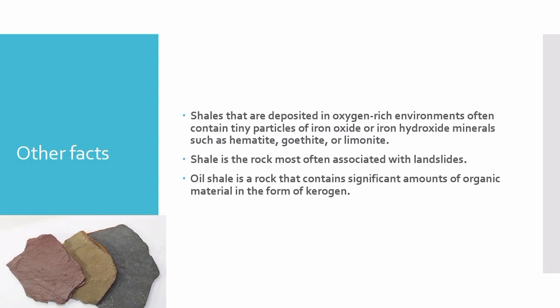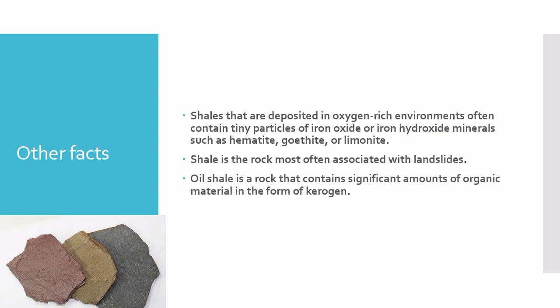So, some of the other facts about shale are: shales that are deposited in oxygen-rich environments often contain tiny particles of iron oxide or iron hydroxide minerals such as hematite, goethite, or limonite, and just a few percent of this mineral distributed through the rock can produce the red, brown, or yellow colors exhibited by many types of shale. That is, the presence of hematite can produce red shale, etc.